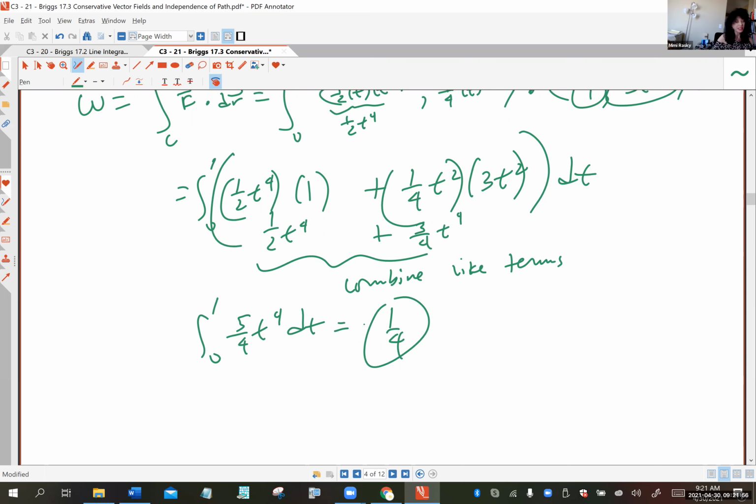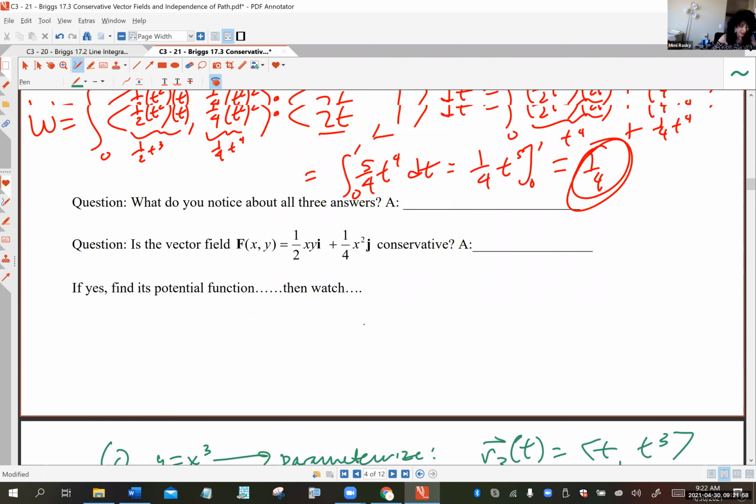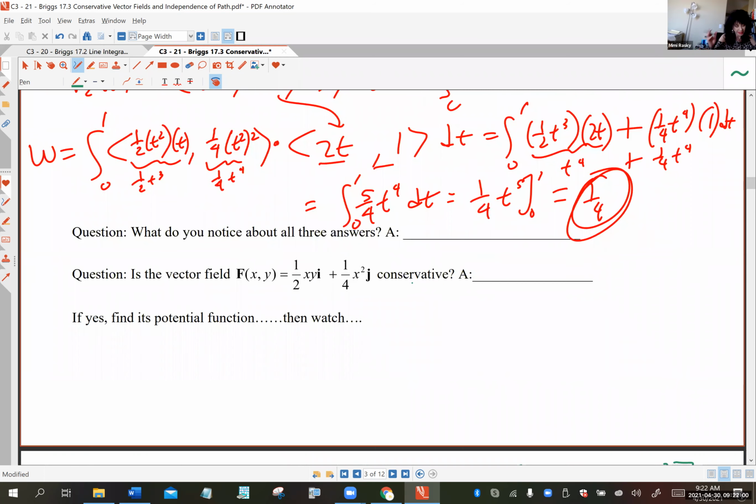Okay, so what is the big deal here? After all of this, am I getting somewhere? Yes, I'm trying to make a point. All 3 answers are the same. That's the answer to this question. What do I notice about all 3 answers? They're the same. Okay, well, with the other page, we didn't have them the same. Yeah, I know. And what did both pages have in common? Both pages, all the paths had the same starting and stopping points. So notice that as your common denominator.